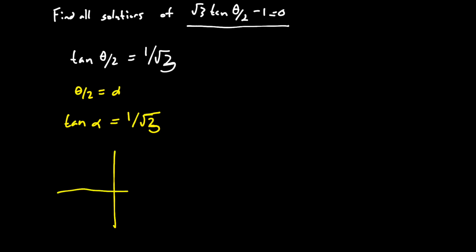So one thing that we know is that the graph of tan alpha has a period of pi, which means we only need to find solutions from 0 to pi here. And since our tan alpha needs to be positive, we're only going to be looking at solutions in the first quadrant. Forming our right triangle, we're going to have a right triangle whose opposite side is 1, whose adjacent side is square root of 3, and whose hypotenuse is 2. Therefore, this angle alpha is going to be equal to pi divided by 6.